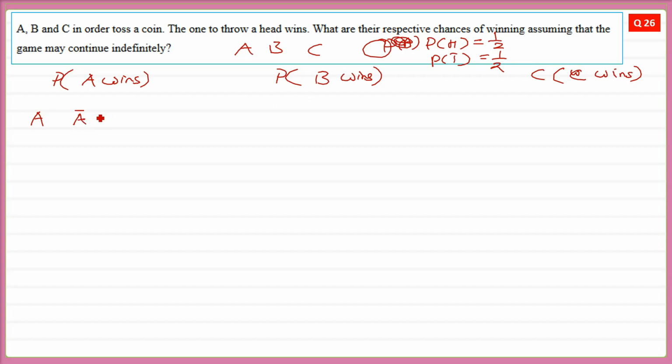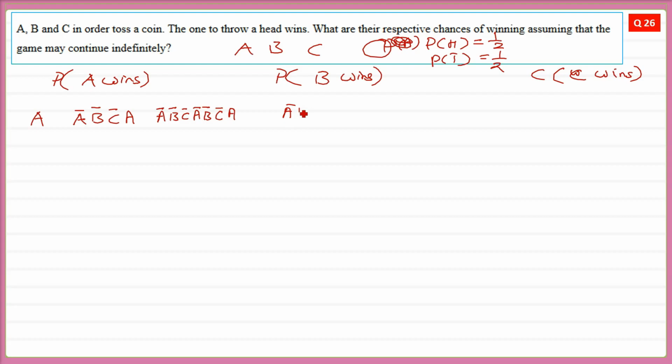There is no change. So A wins when A starts, A can win. Then A doesn't win, B doesn't win, C doesn't win, then A can win. Then A doesn't win, B doesn't win, C doesn't win. Then A again doesn't win, then B doesn't win, and C doesn't win, and then A wins. So these are different possibilities which go on and on.